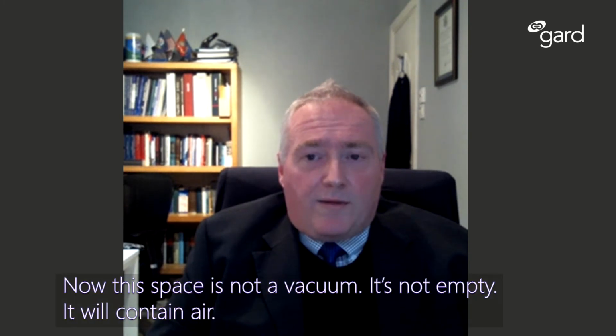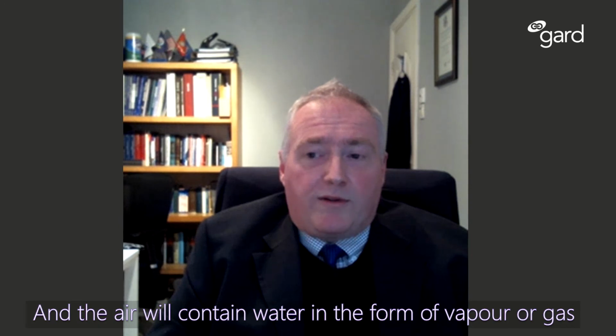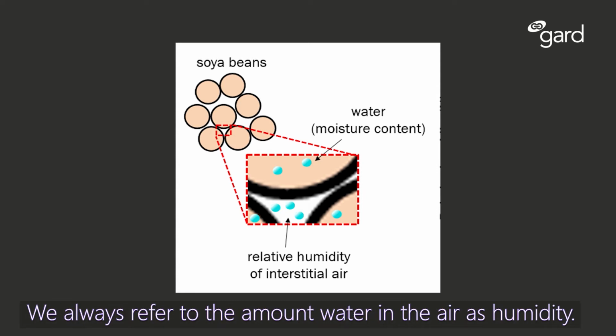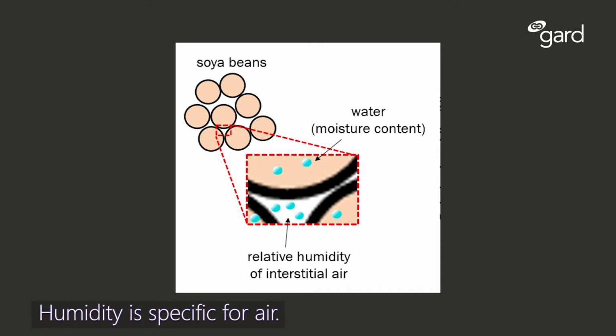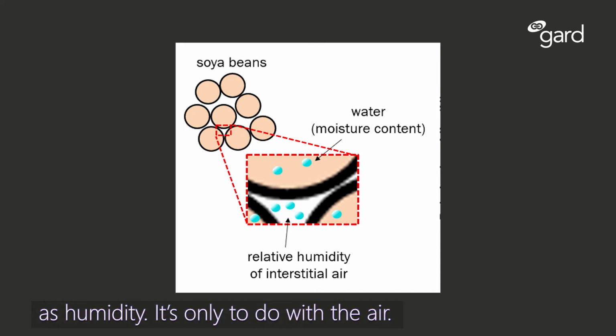Now, this space is not a vacuum, it's not empty. It will contain air, and the air will contain water in the form of vapor or gas. We always refer to the amount of water in the air as humidity. So humidity is specific to air. You shouldn't really refer to the moisture content in the beans as humidity. It's only to do with the air.